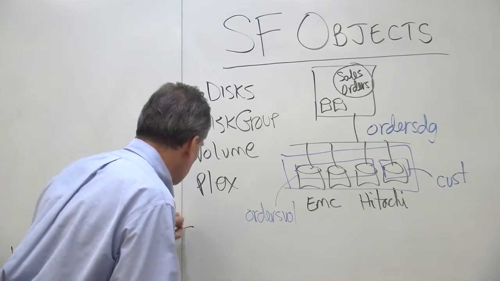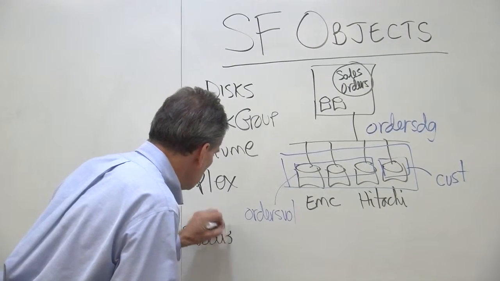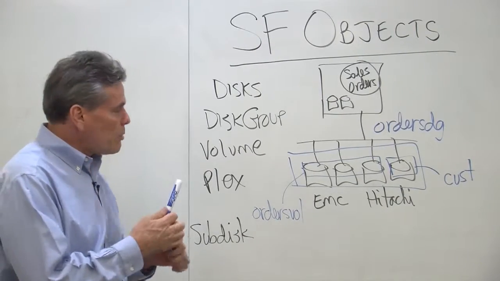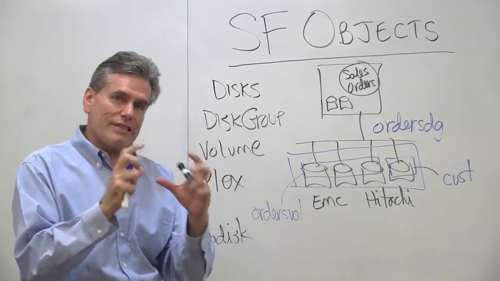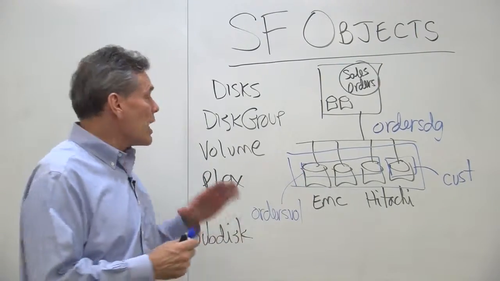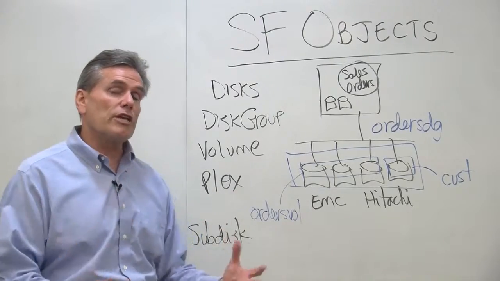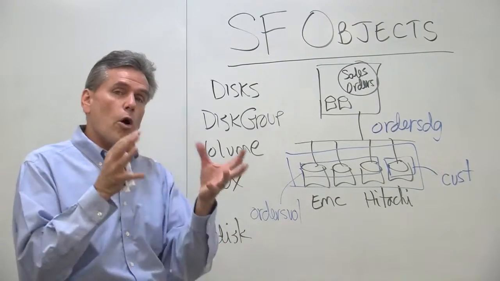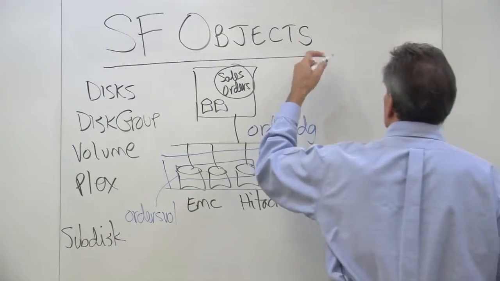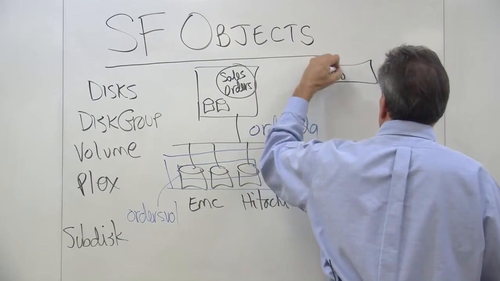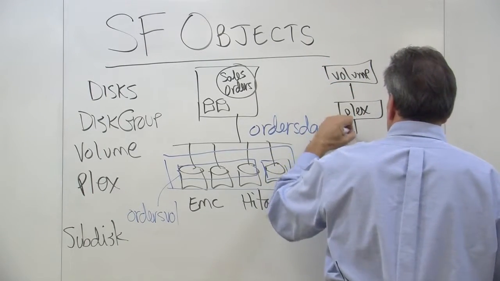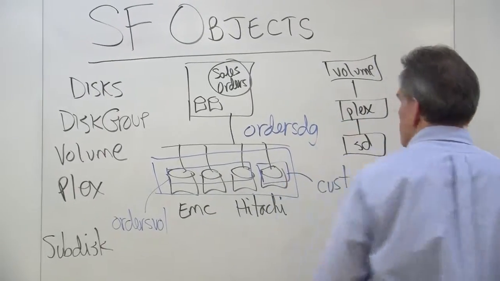The last thing we have within a Plex is called a subdisk. A subdisk is contiguous disk space on one of the disks that makes up that volume. Right? All of these objects are actually just logical objects except for subdisks. They're the only thing that physically exist. Looking at it from a little different view, it would look like that.